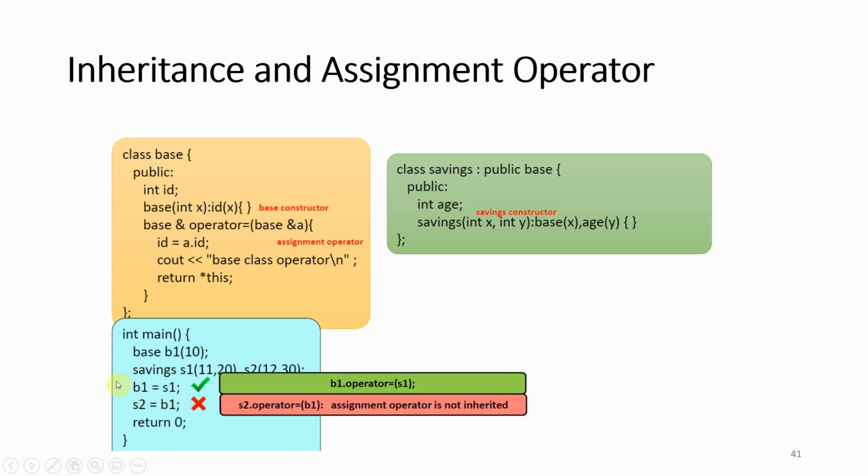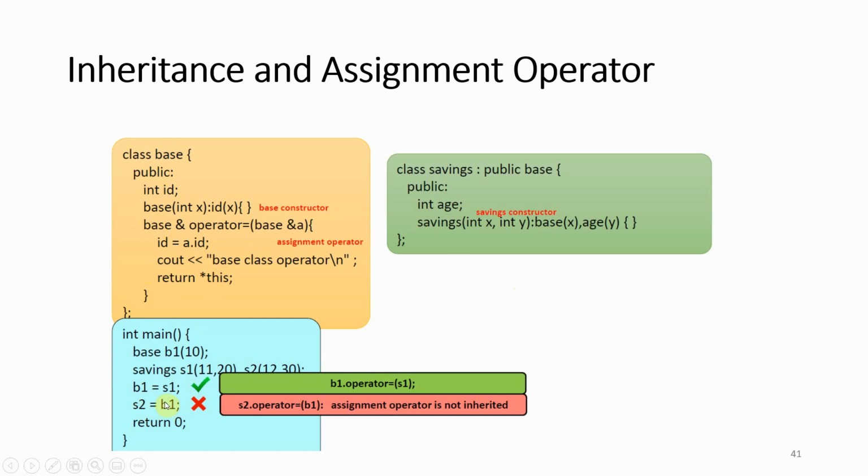And look at this one here. B1 is the calling object. B1 is the one who calls the assignment operator, and B1 is an object of class base, so it's going to call this function, right? And here S1 is going to be a slice, and the part of S1 that is needed by B1 is going to be assigned to B1.